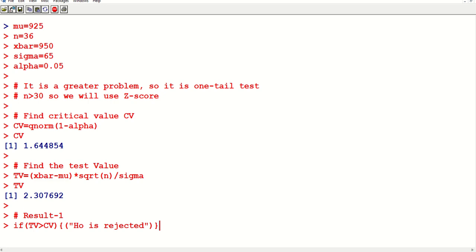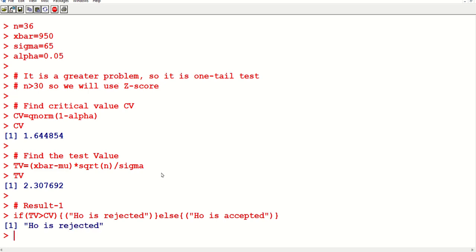This is the answer. And if this is not correct, another answer it will type. And what is that another answer? It is the H naught is accepted. Clear? So here in this case, if the test value is more than the critical value, H naught is rejected. It is because both these values are coming positive.